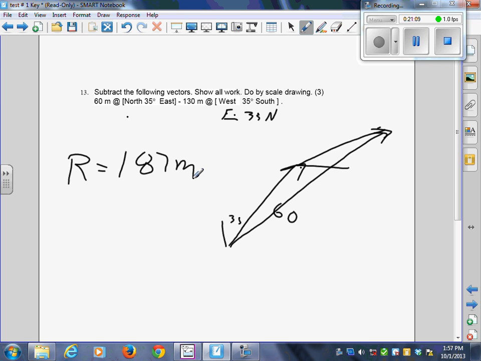Now, what angle do you measure, Caitlin? Maybe you should be watching more closely then. You're not going to find the answer in his eyes. But you could have. You should measure that angle there from north.